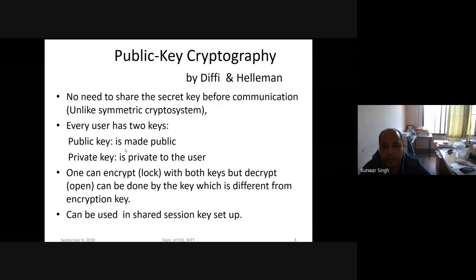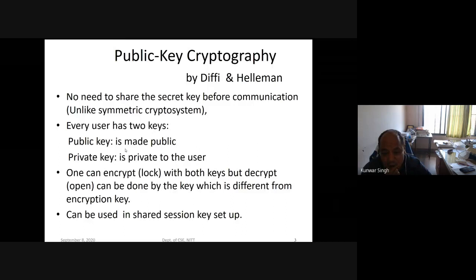Like I can say that my Kunwar@nitd.edu is my public key. And this public key, I'll keep it in some secure place like the NITD website. On the NITD website, I'll keep Kunwar, my public key is this one. Something you have to make public, so that everybody knows that this is your public key.